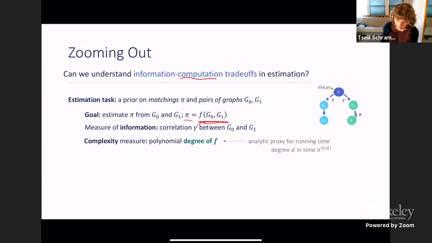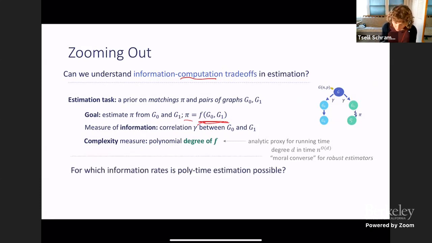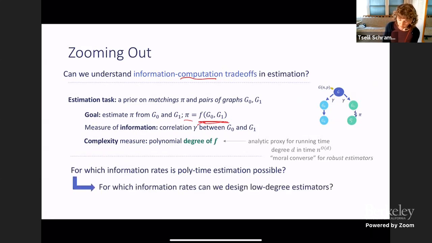One reason why degree is also interesting for estimation tasks is that if you are looking for an estimator that's robust to noise, then a high-degree estimator is not going to be very effective anyway, because high-degree functions aren't robust to noise. Here, we want our algorithm to work just as well if the graphs are gamma-correlated or gamma-minus-epsilon-correlated. So degree is a natural thing to consider here. The question in general is: for which information rates is polynomial-time estimation possible? Or for which information rates can we design low-degree estimators?